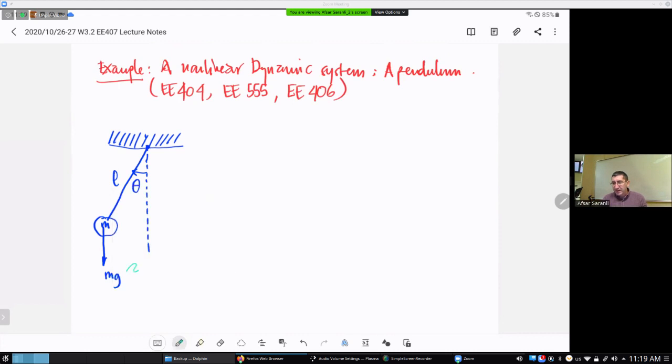So we have gravity here. Part of that gravity will be acting along this rod, but the rod is not flexible, so nothing happens. So this component, because this is angle theta, this is mg cosine theta.